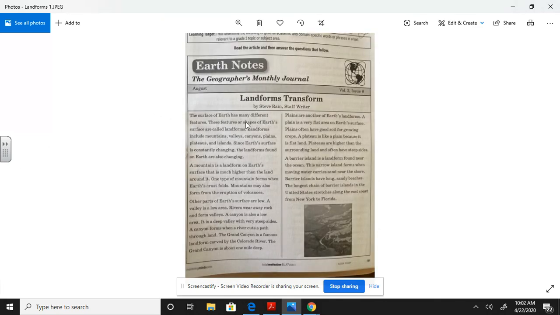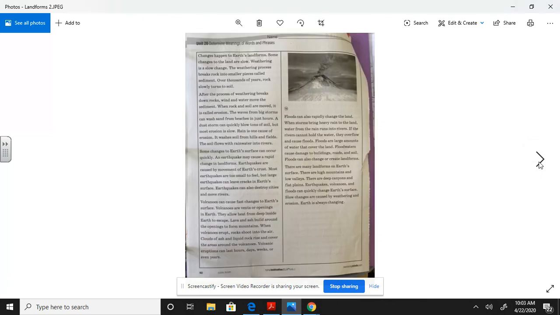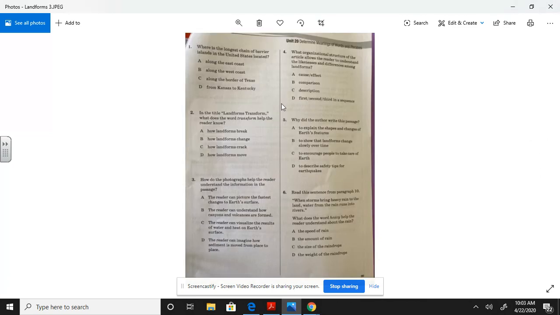I'm going to skim, and I'm looking for, this is about mountains, this is about valleys and canyons, plains, barrier island. Let's see, right here. I'm going to highlight my answer. The longest chain of barrier islands in the United States stretches along the East Coast from New York to Florida. Then I'm going to go back to my question.